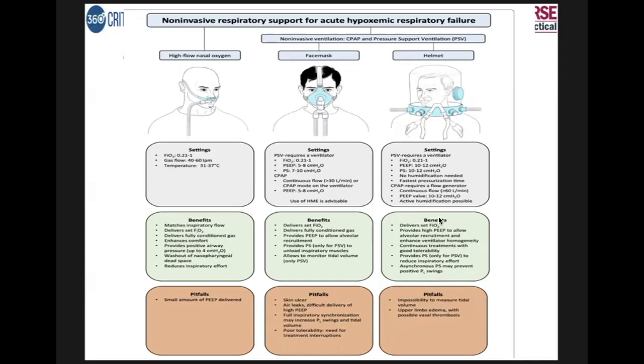Where benefits, it again delivers a set FiO2, provides higher PEEP to allow alveolar recruitment and enhance ventilatory homogeneity. Continuous treatments with good tolerability. It provides pressure support, and asynchronous pressure support may prevent positive transpulmonary swings. But pitfalls are the impossibility to measure the tidal volume. Upper limb edema can be there with possible vessel thrombosis.